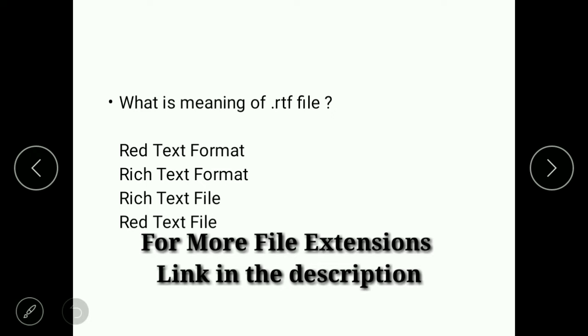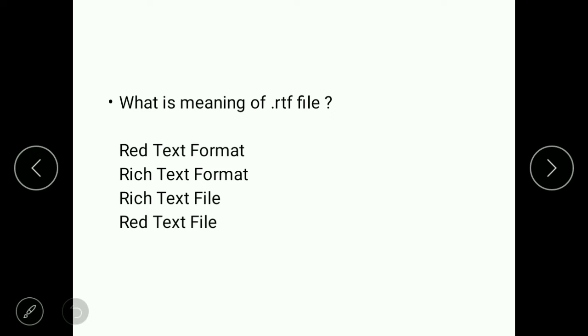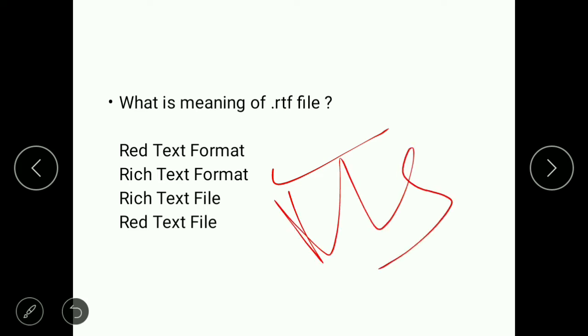What is meaning of .rtf file? It means rich text format and it is a document file format developed by Microsoft Corporation and initially released in 1987.